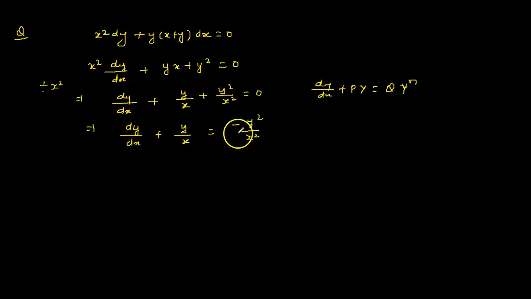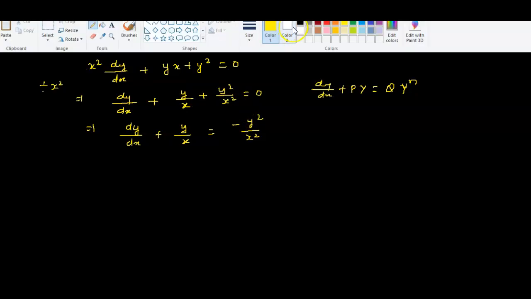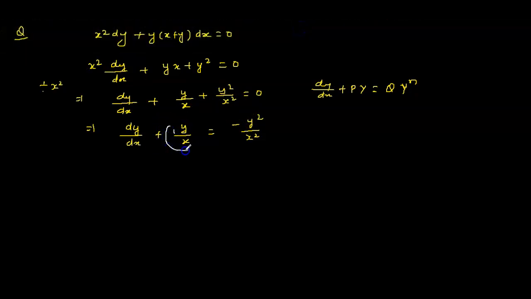P is 1 by x and q is minus 1 by x square. This is p; p means 1 by x here. And q is minus 1 by x square, and y power n means y square. So what was the method here?